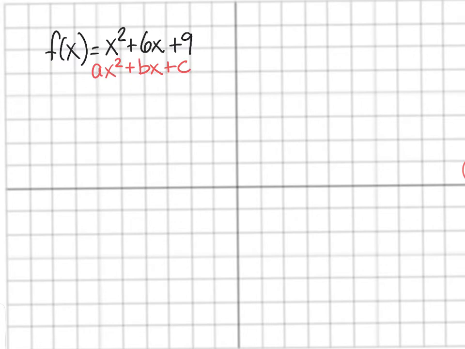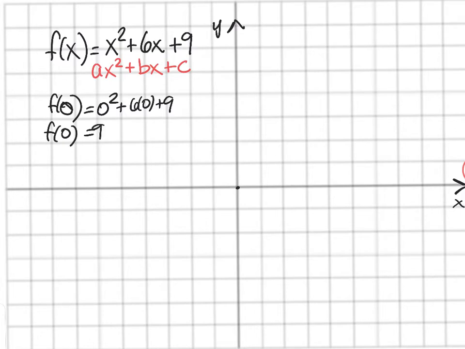So if you plug in a 0 for your x, you will find your y-intercept. Why is that? Because here is your x-coordinate, here is your y-coordinate, and if x is 0 right here, then you know what it is on the y-axis. So if I plug in x of 0, I end up with 9. I'll just show that. So f of 0 equals 0 squared plus 6 times 0 plus 9. So f of 0 is 9.